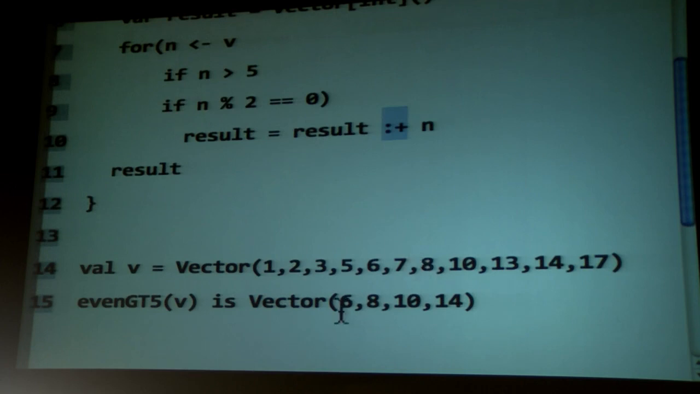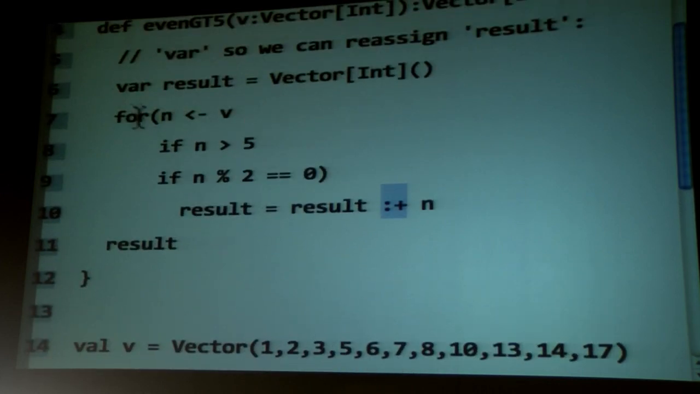And we can see here is this vector that we've created. And you can see, okay, each of these is greater than 5, and each one of them is even. So if I pass it through that, we get this result. All right, so what I do here is I build this result vector, and then I return it as the last element in my function.